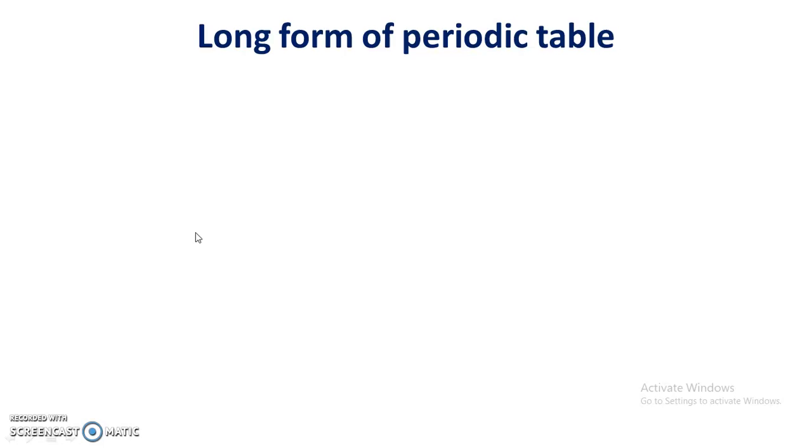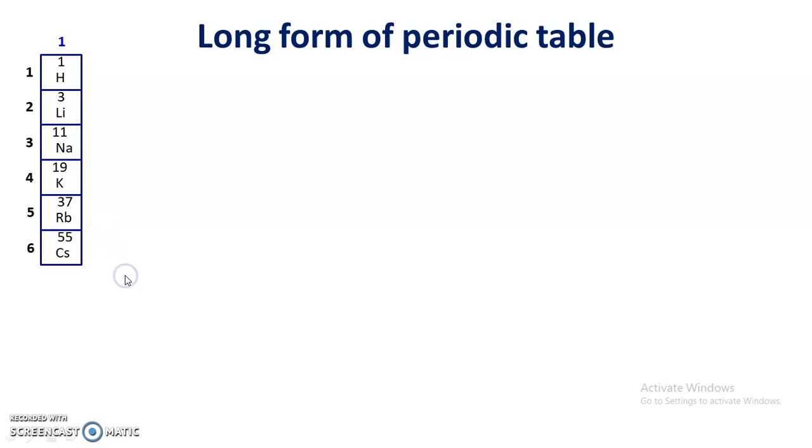Now let us see the names of various elements, number of groups and the total number of rows. Now hydrogen, this is the first element. Its atomic number is 1. It is placed in first group and first row. Then lithium, sodium, potassium, rubidium, cesium and francium. All these elements are placed in the first group. These are called alkali metals.